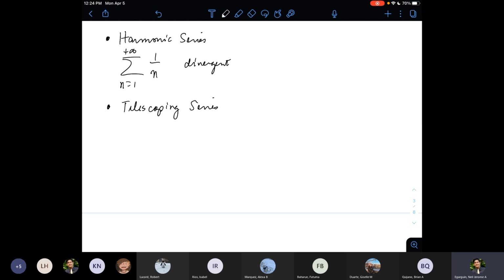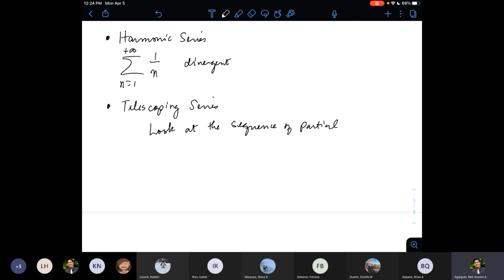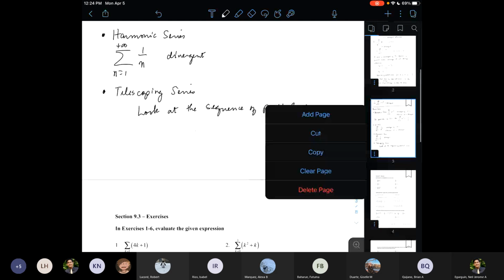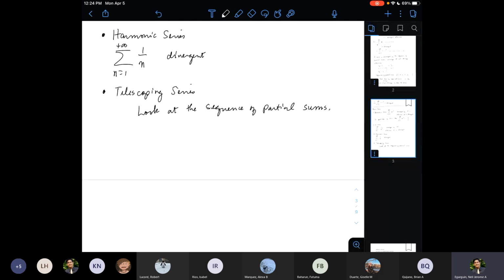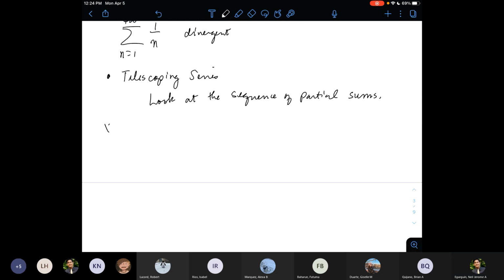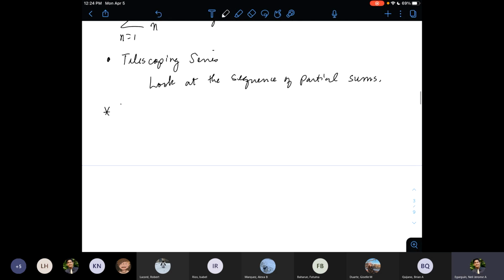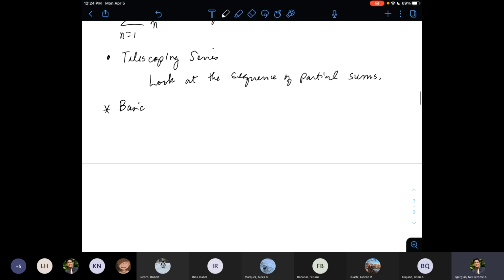But what I'll say for telescoping series is here, we need to look at the sequence of partial sums. And that's how we deal with telescoping series. Okay, let's go back to that later. And then what else? Let me insert another page here. Okay. Now we have what we call the basic test for divergence, which is a nice and very important theorem. Actually, it's very powerful.